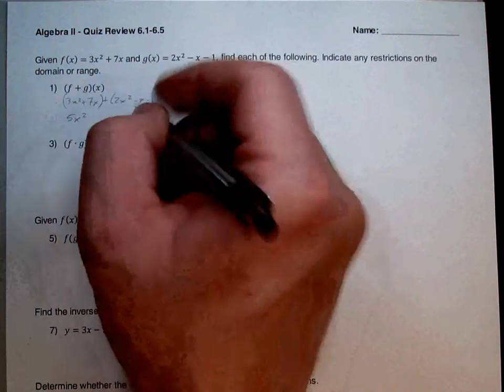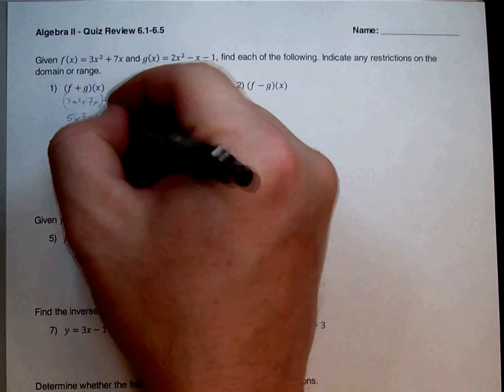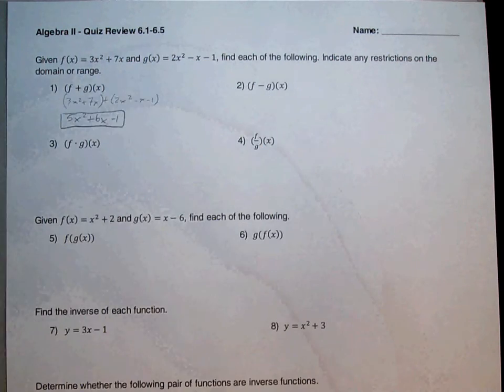7x and negative x are like terms. 7 minus 1, that's 6, so that's 6x. And then for a constant, all I have is the minus 1. So 5x squared plus 6x minus 1.